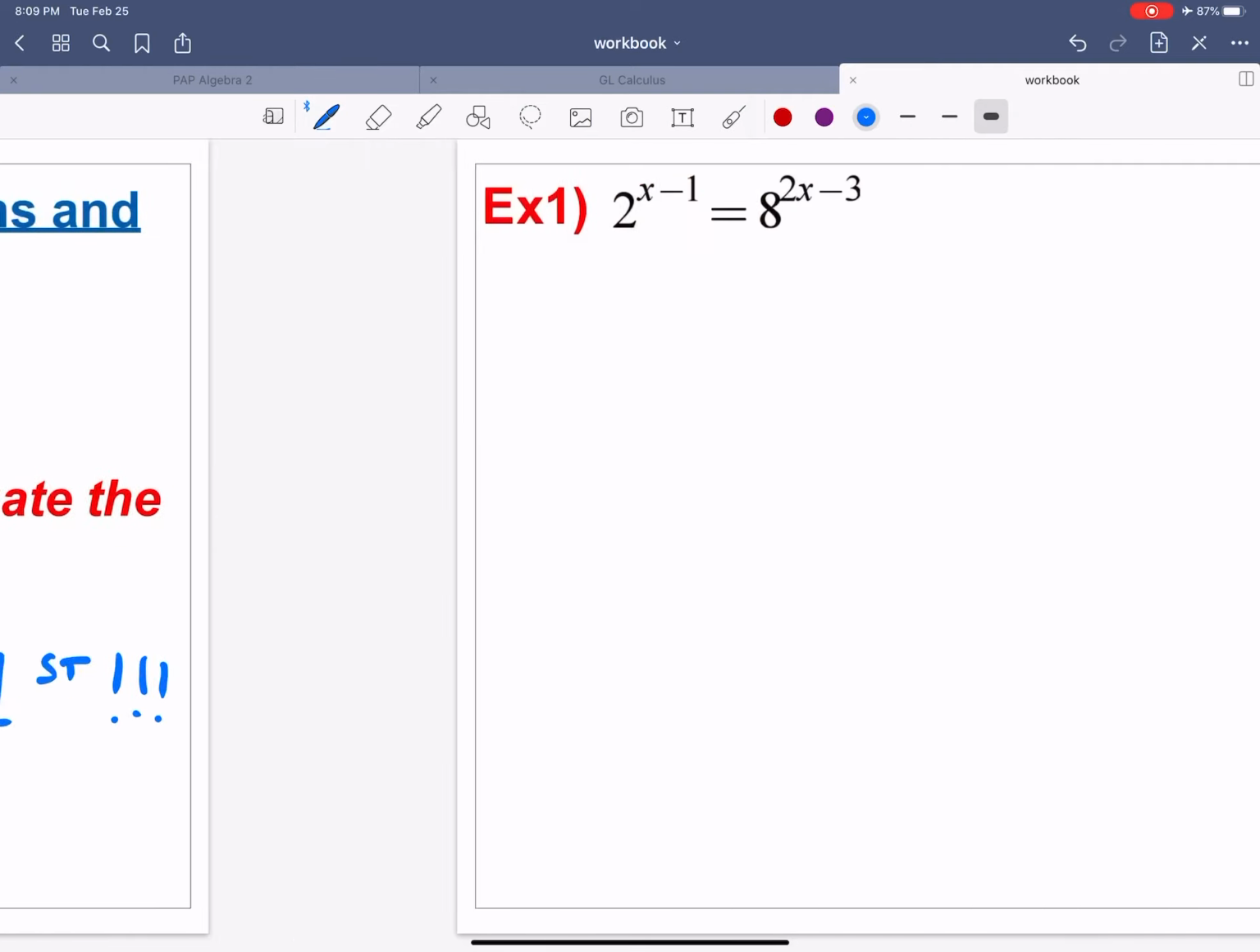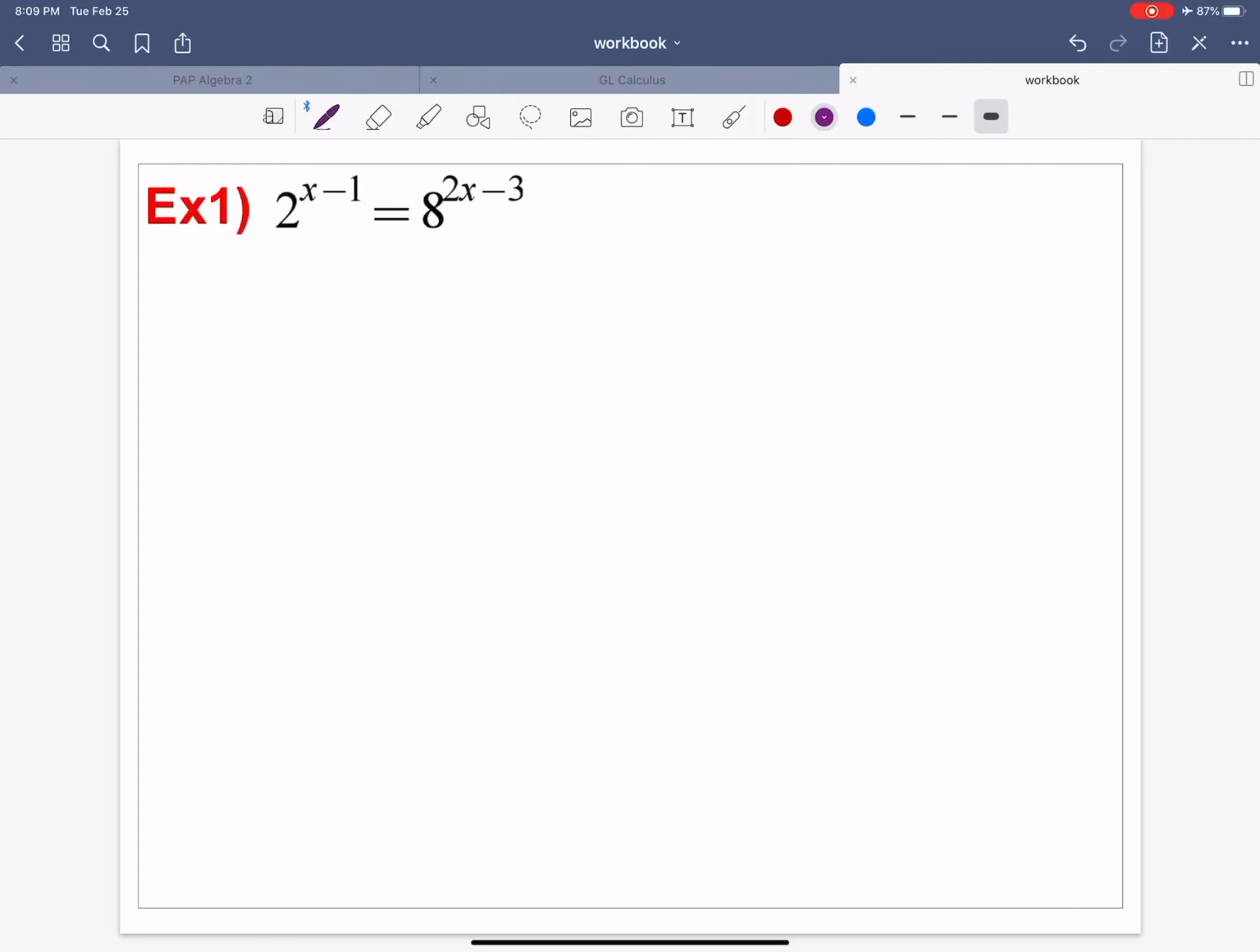Okay, let's do some problems. Problem number 1 is 2 to the x minus 1 power equals 8 to the 2x minus 3 power. As I see here, I have a base 2 and base 8, and those are clearly not the same. So step 1 is to equate the bases. That means we're going to try to get the bases to be the same number.